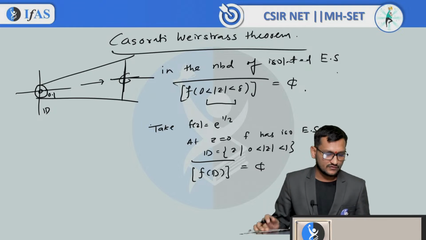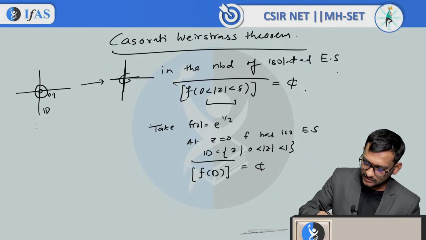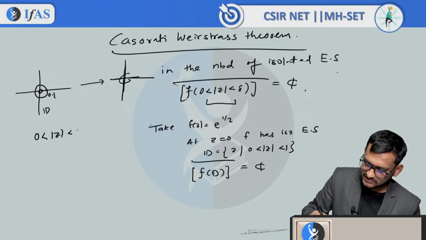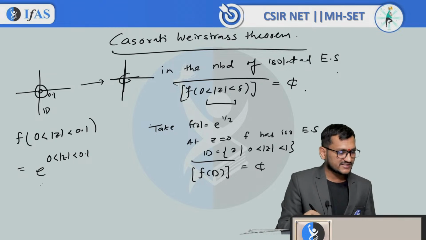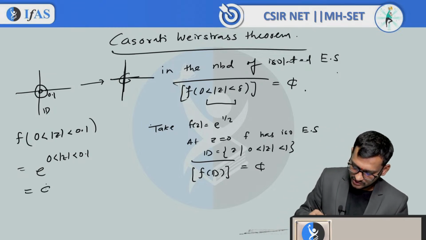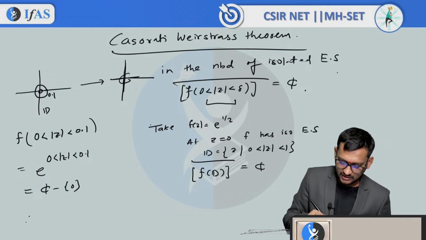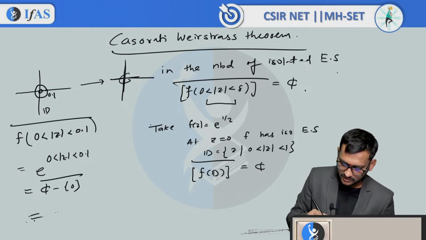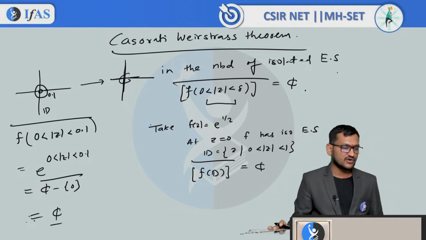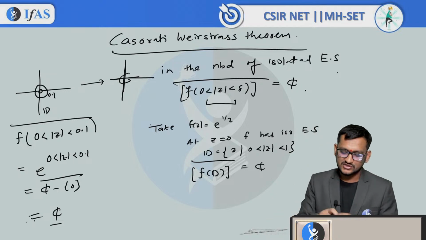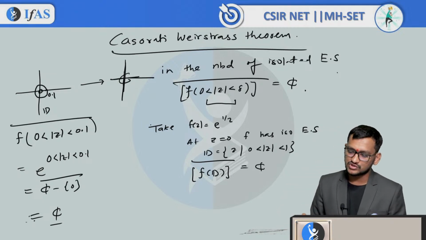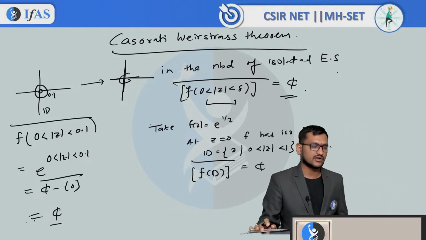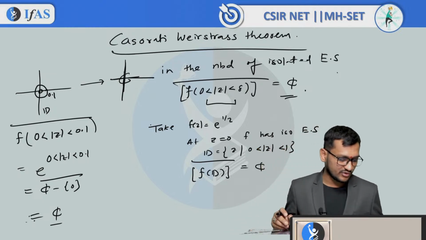Yes or no? For example, note this carefully. What is this? 0 less than mod z less than 0.1. What is the image of this? This is e to the power 0 less than mod z less than 0.1. We know that exponential takes every value except 0. So this is actually c minus 0. But what would be the closure? If I take closure, it would be entire complex plane C. It means in closure, the function skips no points. Even 0 is also getting achieved. In the closure, it will take every single value in the complex plane. Hopefully all of you understood. Let me know in the comment section.